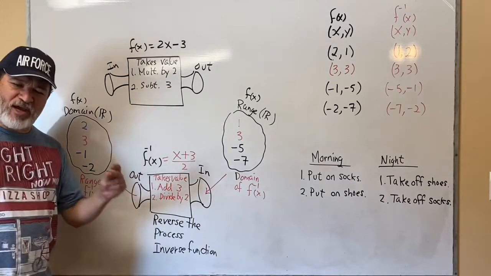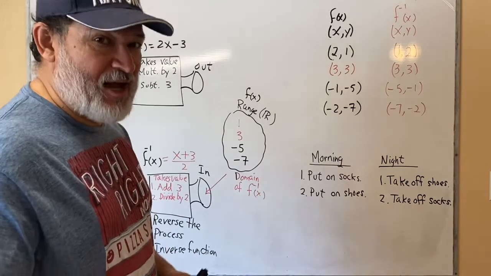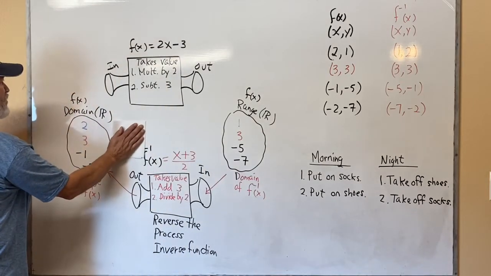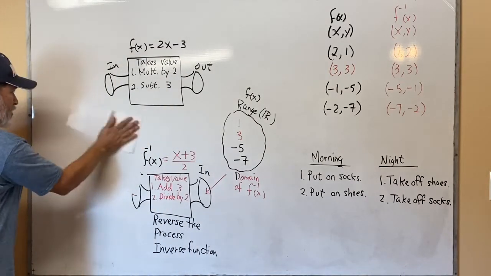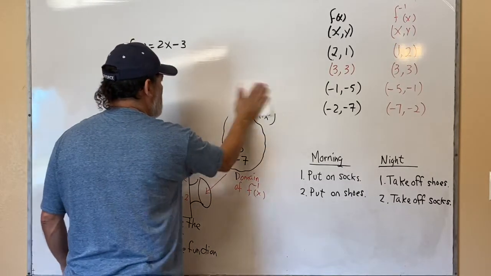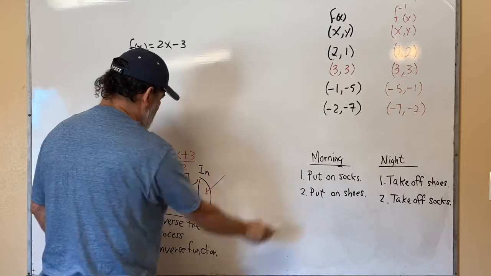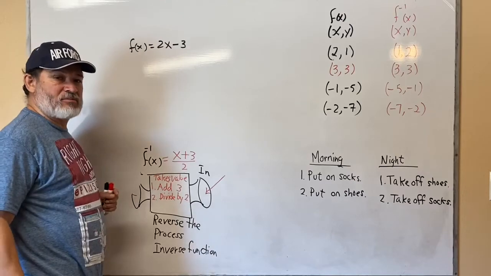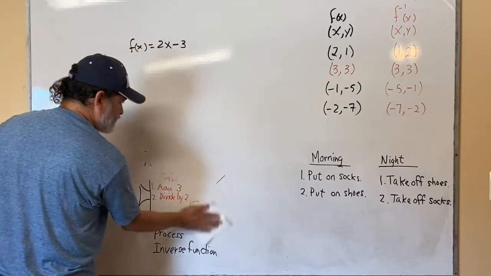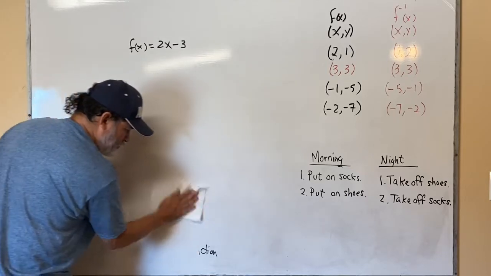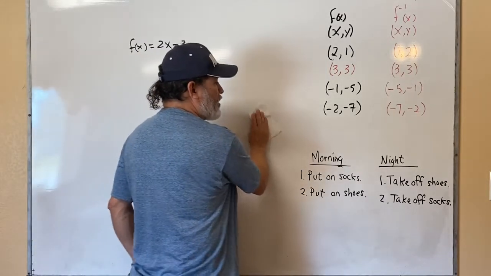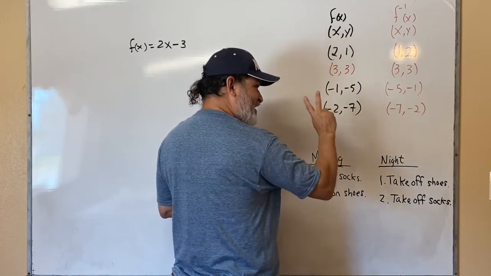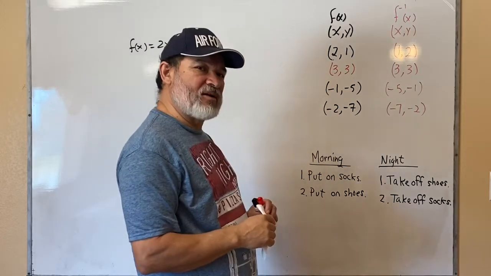Now, I do not want to go through all of this just to find the inverse. There is a fast way to find the inverse, and I'm going to show you how, okay? Don't forget, that's the inverse. I'm gonna show you a fast way to find the inverse of this function. Don't forget, the inverse takes the coordinates and interchanges the coordinates, okay?